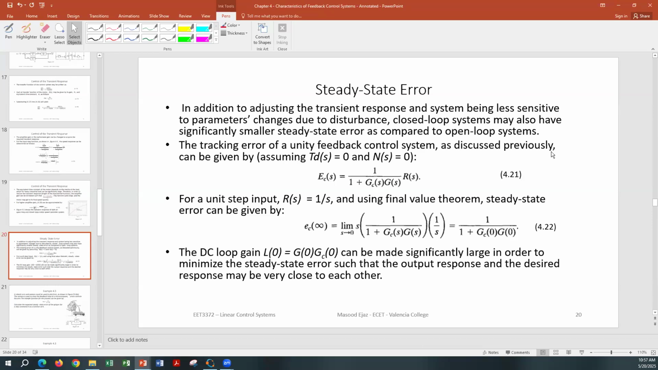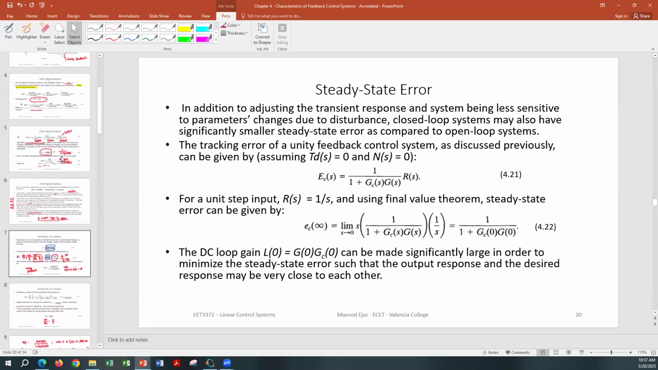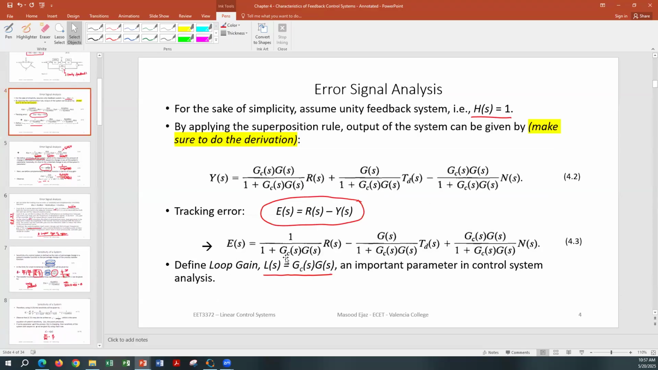Tracking error on a unity feedback system: if we assume all the disturbance to be 0, then we can write down the tracking error expression by this expression. And again, we did that. It's coming from right over here. E(s) is equal to 1 over 1 plus G_c(s)G(s) times R(s). That's the tracking error only because of R(s), if we assume T_d(s) and N(s) to be 0.